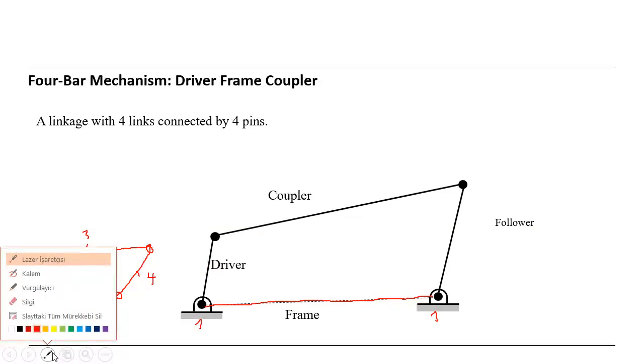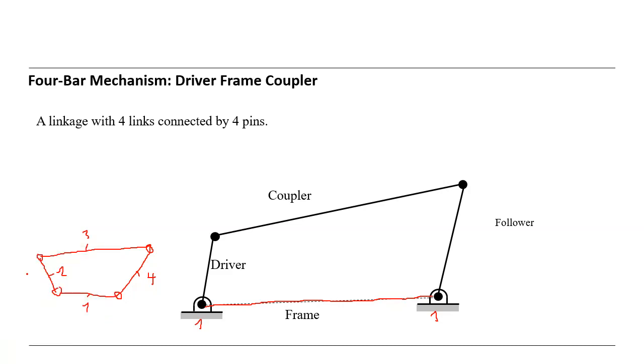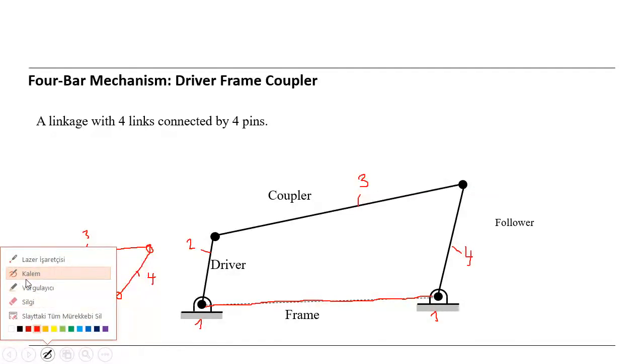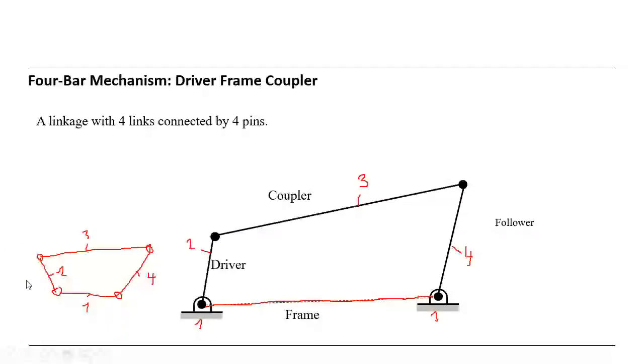So this is very important to understand from the basics. You can imagine now, if we fix, let's write the number of the others also. So this is the driver, we call it driver. This is link 2, and this is link 3, and this is link 4. Therefore, a 4-bar mechanism.